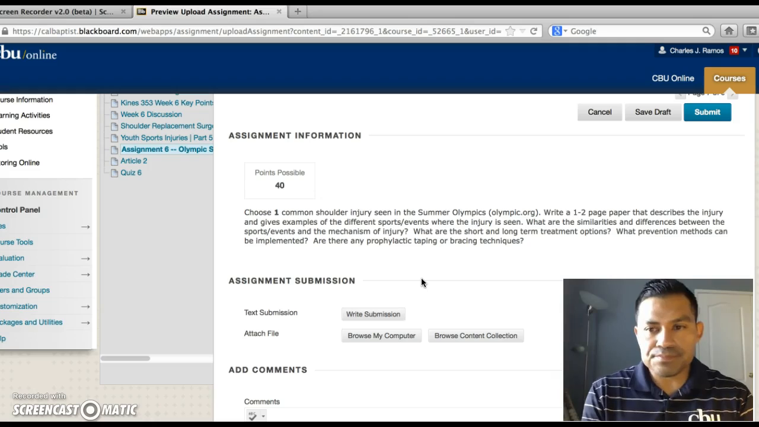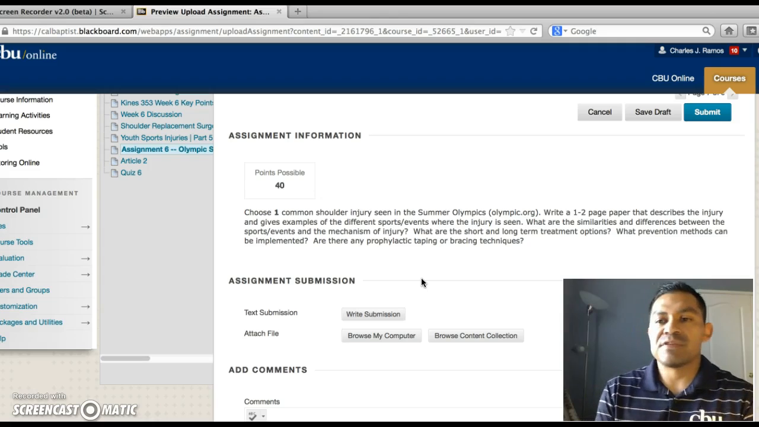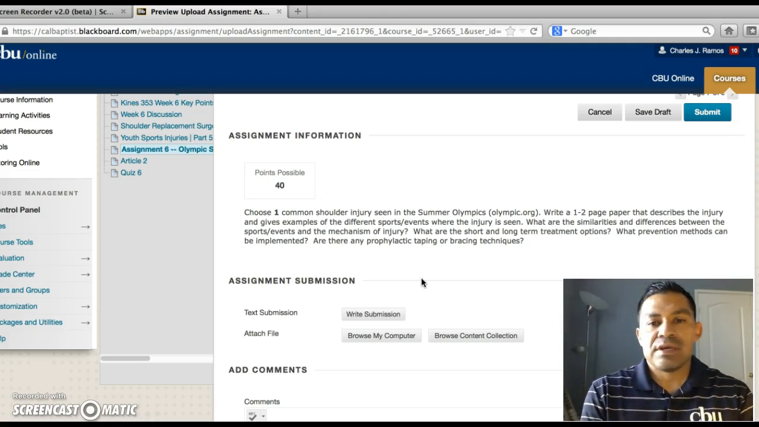And it says write a 1 to 2 page paper that describes the injury and gives examples of the different sports events where the injury is seen. What are the similarities and differences between the sports events and the mechanism of injury? What are short and long-term treatment options? What prevention methods can be implemented? Are there any prophylactic taping, bracing techniques?